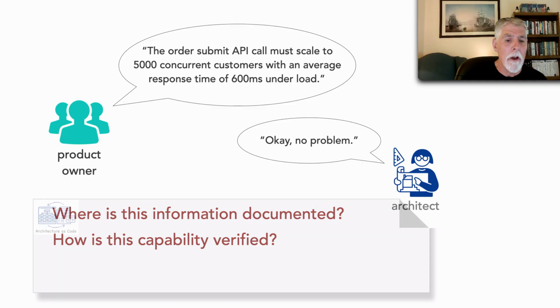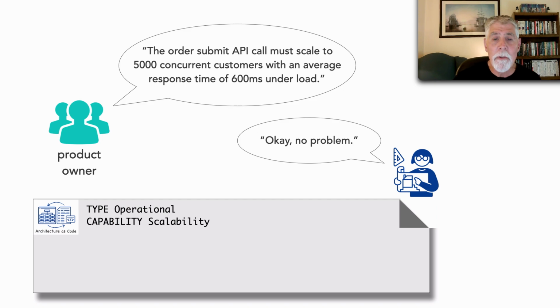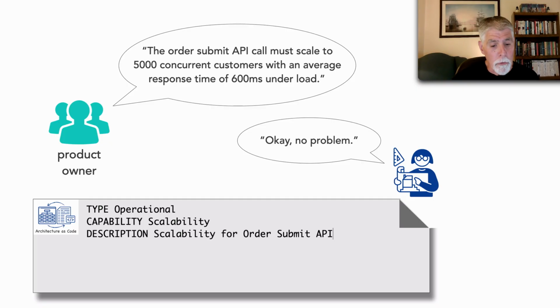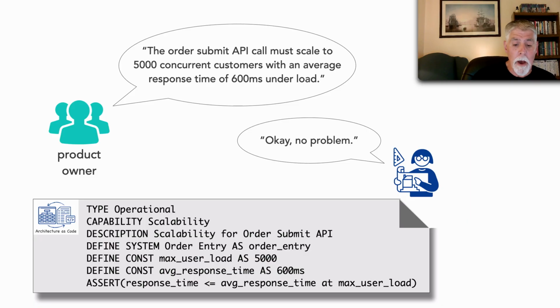That's where we can leverage ADL. So I'm going to write an architecture definition language. I'm going to say the type is operational and the capability is scalability. Now I can say description, scalability for order submit API, and now start to define the system, order entry. I can define a couple of components, or constants: constant max user load is 5,000, and define the average response time is 650. And I can assert that the response time is less than or equal to the average response time at max user load.